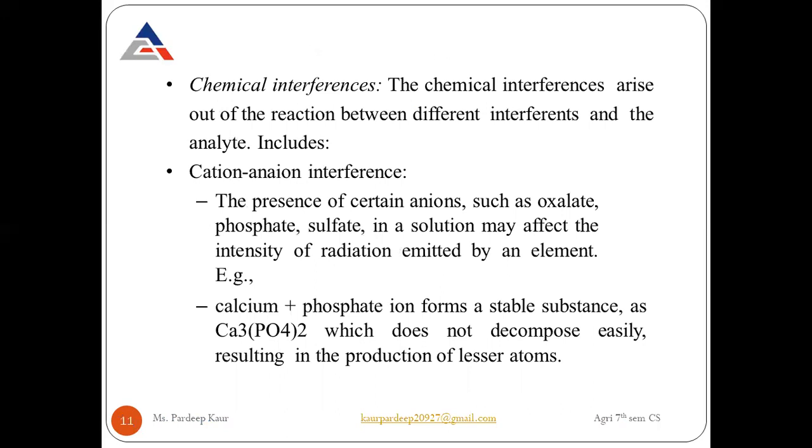Third one is chemical. The chemical interference arises out of the reaction between interferent and the analyte, that includes cation and anion interference. The presence of certain anions such as oxalate, phosphate, sulfate in a solution may affect the intensity of radiation emitted by an element. For example, calcium plus phosphate ion forms a stable substance which does not decompose easily, resulting in the production of fewer atoms.